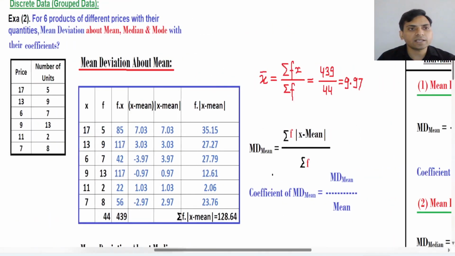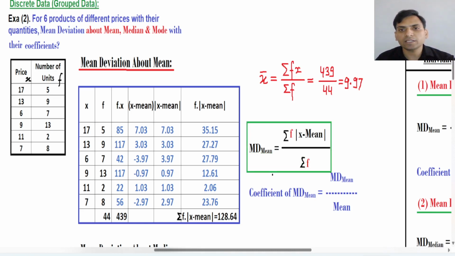We have this discrete data, price x and number of units f. We will find mean deviation about mean. The formula is this one, and in this formula the first task is finding the arithmetic mean. This is discrete data, so for arithmetic mean you have the formula summation fx divided by summation f. First we create a column for fx, then summation fx, then put into the formula, and you get x bar equal to 9.97.